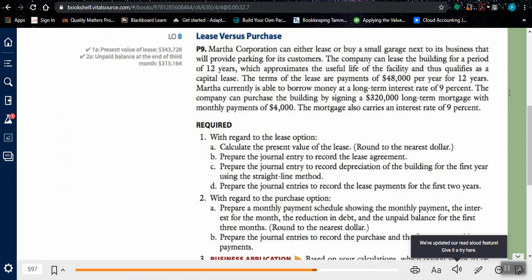Martha currently is able to borrow money at a long term interest rate of 9%. The company can purchase the building by signing a $320,000 long term mortgage with monthly payments of $4,000. The mortgage also carries an interest rate of 9%. Should they lease it or should they buy it? So, with regard to the lease option, calculate the present value of the lease.